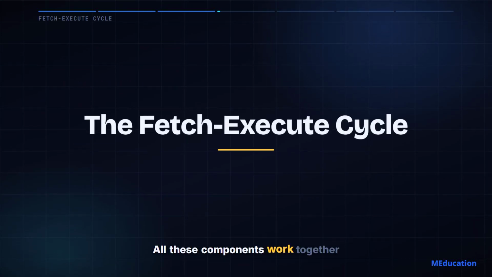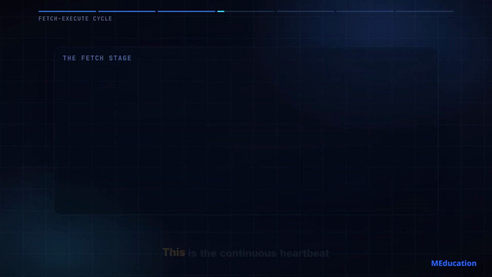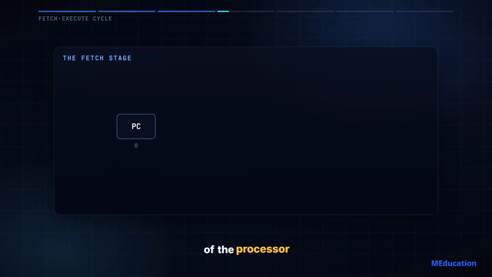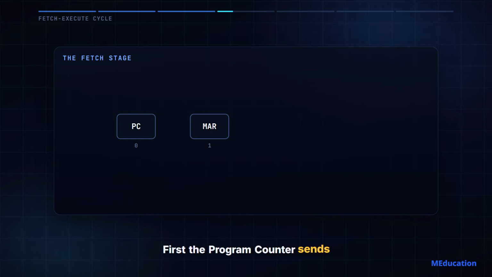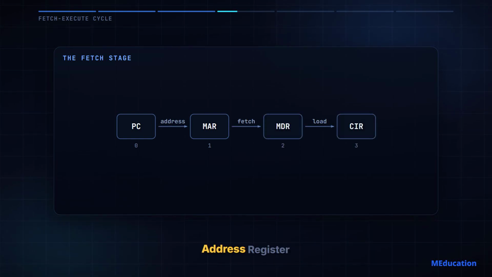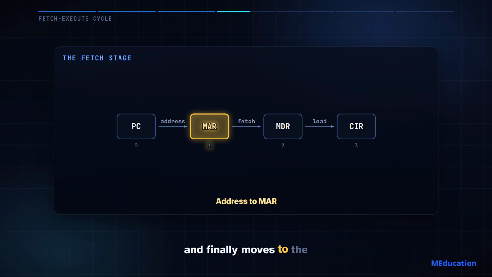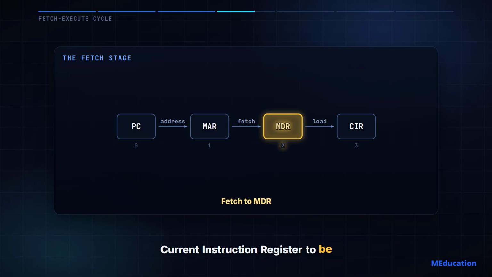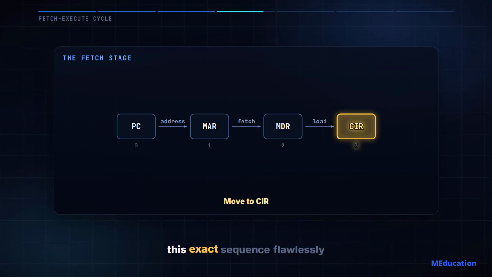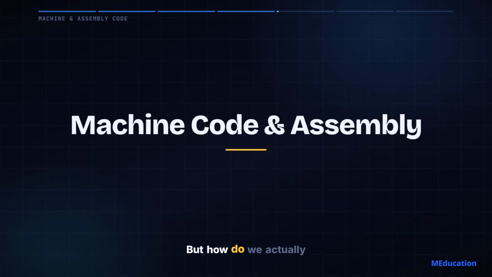All these components work together in the fetch-execute cycle. This is the continuous heartbeat of the processor. First, the program counter sends an address to the memory address register. The instruction is fetched from main memory into the memory data register and finally moves to the current instruction register to be decoded and executed. In the exam, you will need to trace this exact sequence flawlessly, predicting the contents of any register at any given moment.